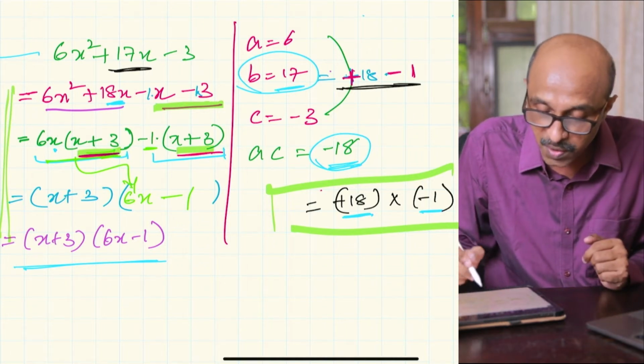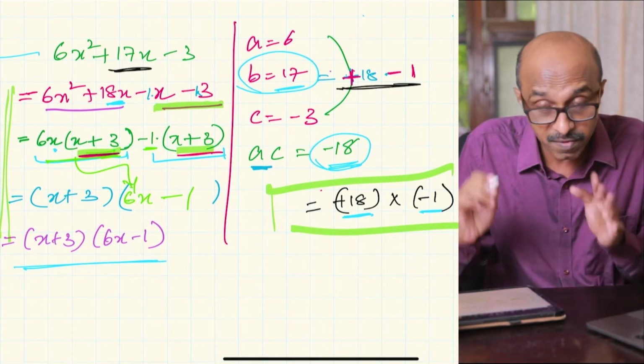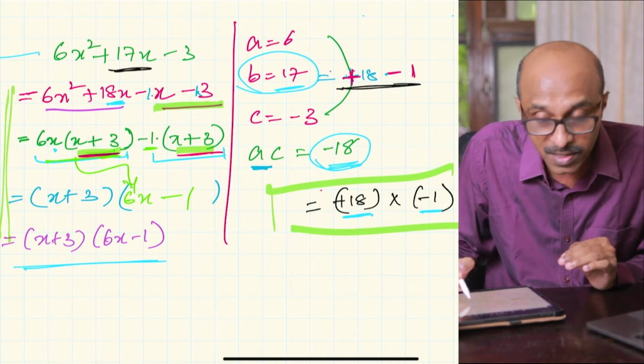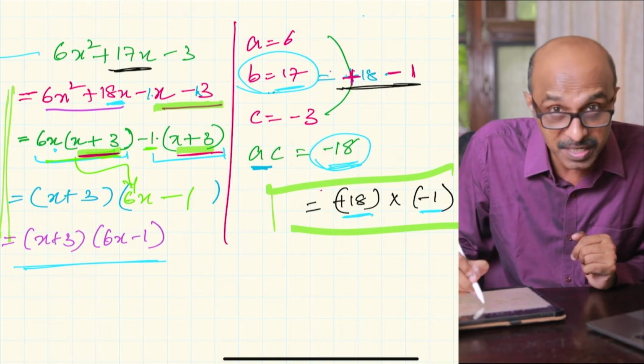All right. The first thing is to find out A times C, with the correct sign. So A times C, if it's negative, write it as negative. Then you have to find the factors of that A times C, negative 18 in this case, that will add up to B. B is 17 in our case.